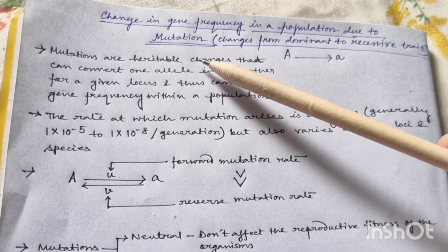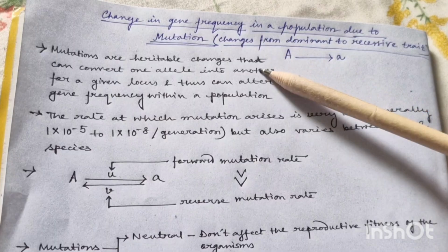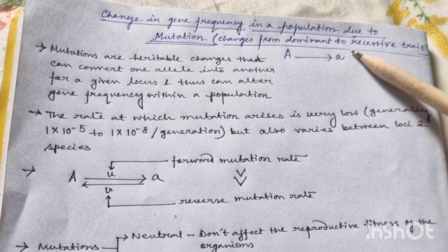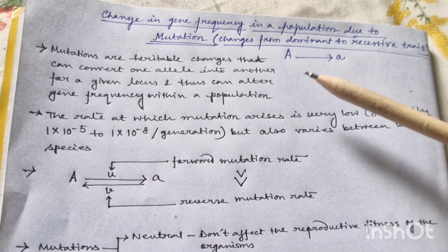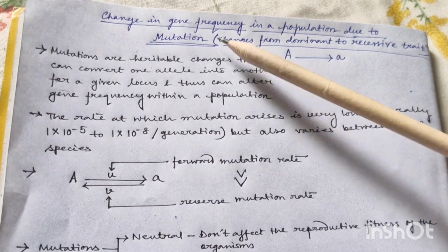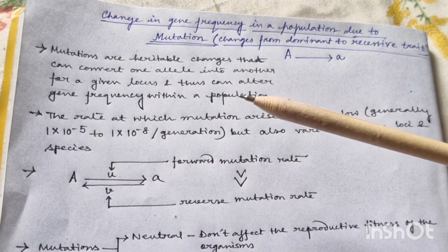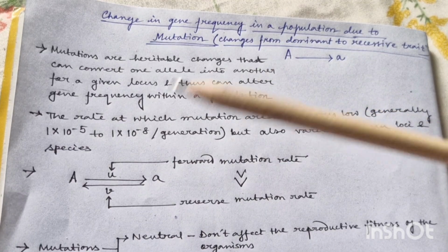Here, with mutation, we are going to see that if there is a change from dominant allele to recessive allele for a given locus within a population, how gene frequency changes generation after generation in a population that was first in Hardy Weinberg equilibrium.